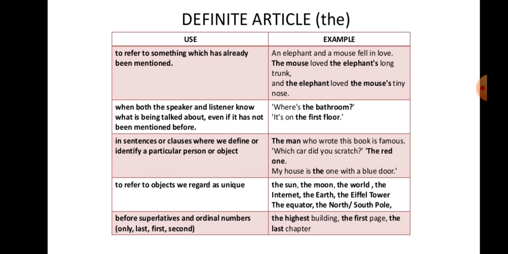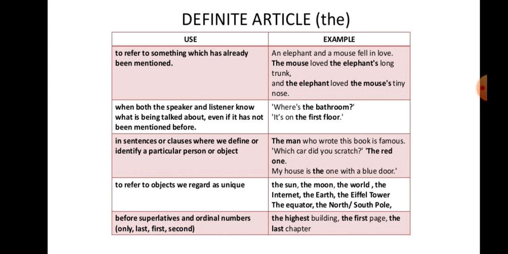Okay. Now third, in sentences or clauses where we define or identify a particular person or object. Now what does it mean? Let us see the example. The man who wrote this book is famous. Now when we are defining that particular person, that particular object, we use definite article.